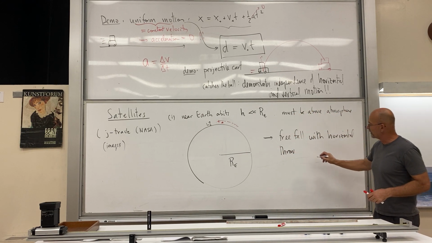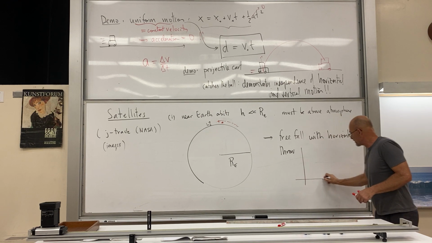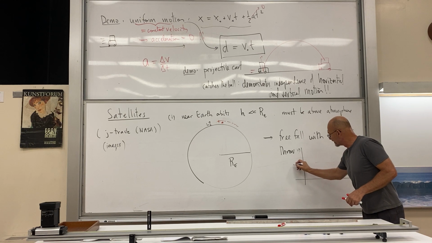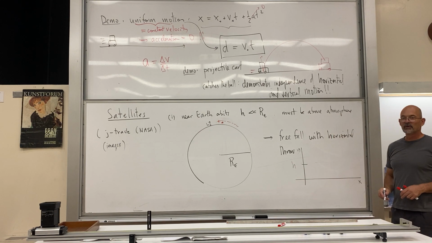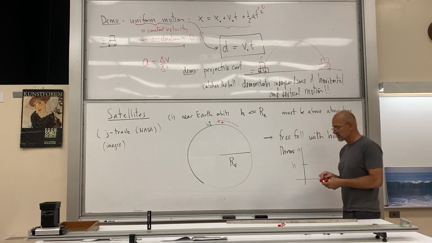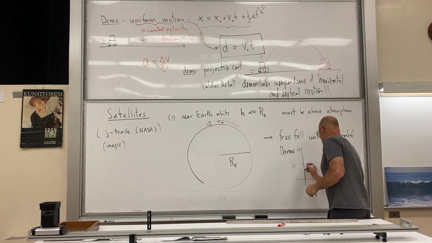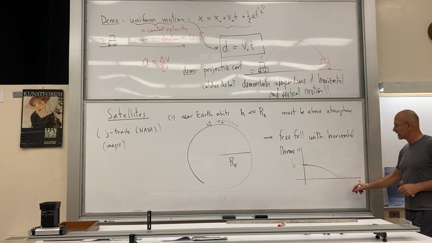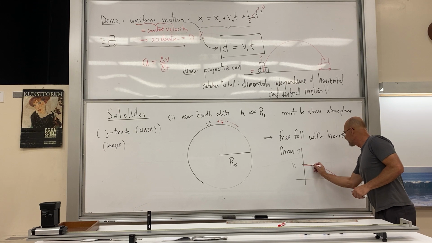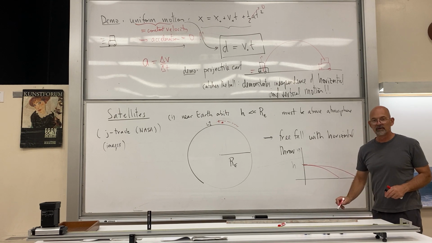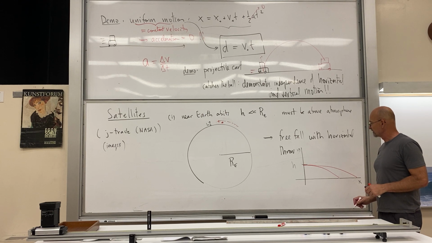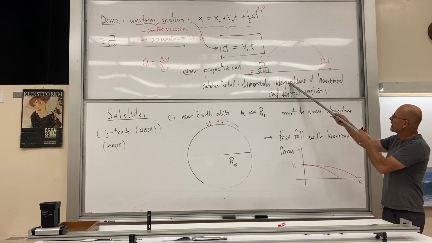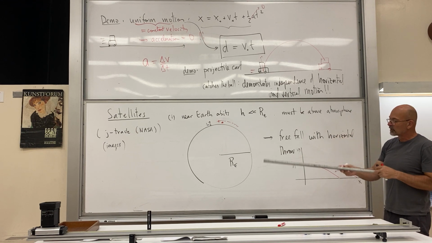But what's a horizontal throw? Let's have an X and Y axis. You're standing here up at H, and you throw something horizontally like a baseball pitcher. Throw it horizontally and it ends up landing on the ground. You throw it with more speed, it goes farther. But the vertical motion is completely independent. That's what we're talking about here, independence of horizontal and vertical motions.